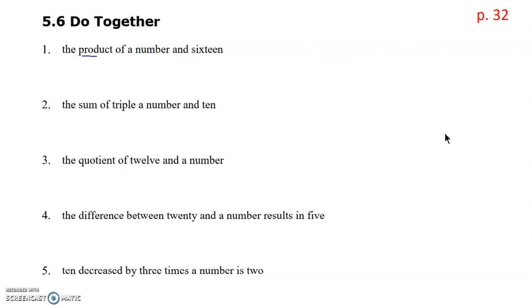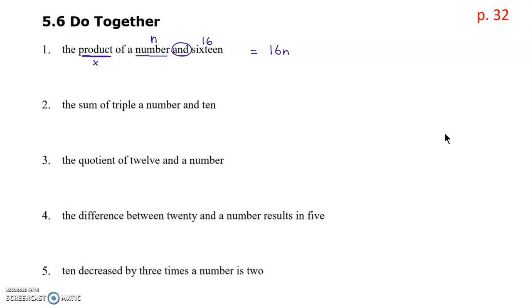We have to know what product means, and this means the result of multiplication. Our number is our unknown, so we don't know what that is. I'm going to assign that as n. And is where the operation is going to go, and we have 16. Because this is multiplication, we're not going to show a symbol. So we're going to be multiplying a number times 16, so we show this as 16n or 16x or 16b, whichever variable you would like.